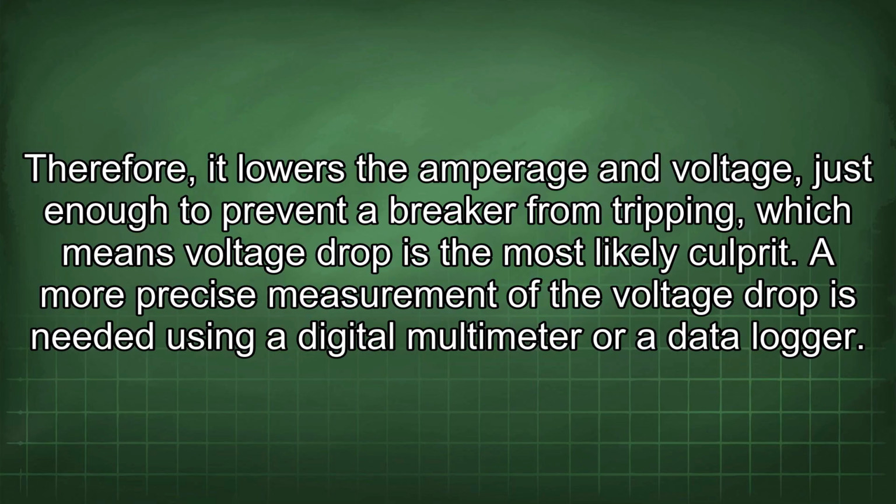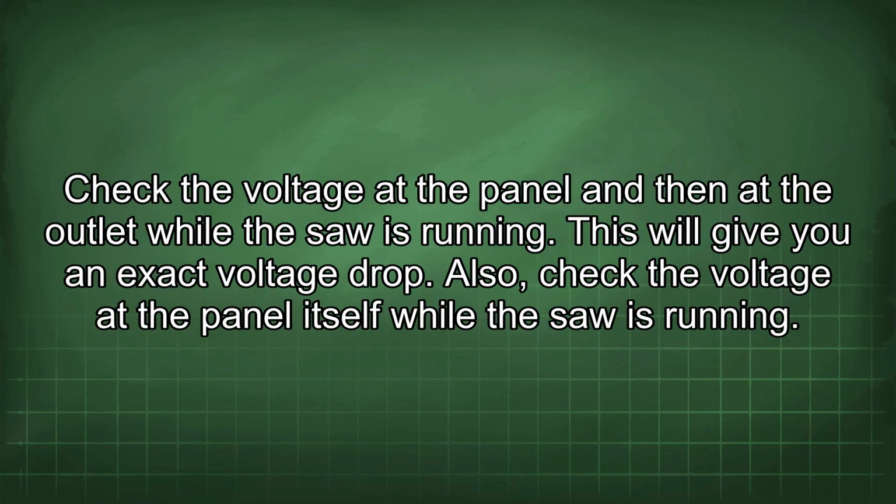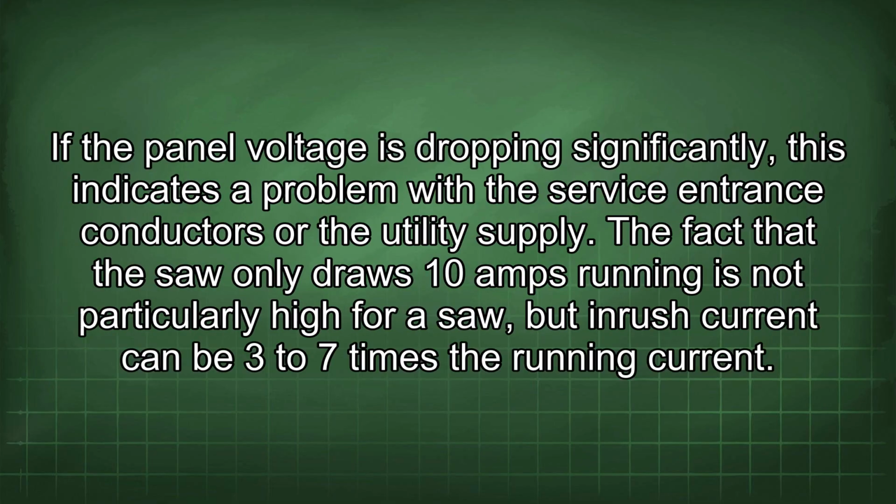Check the voltage at the panel and then at the outlet while the saw is running. This will give you an exact voltage drop. Also, check the voltage at the panel itself while the saw is running. If the panel voltage is dropping significantly, this indicates a problem with the service entrance conductors or the utility supply.